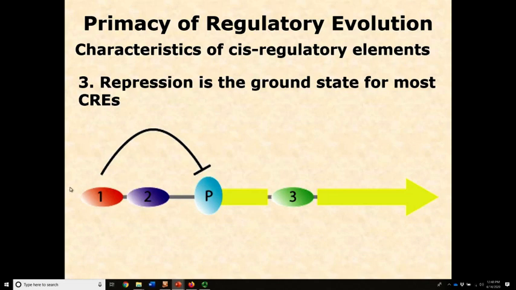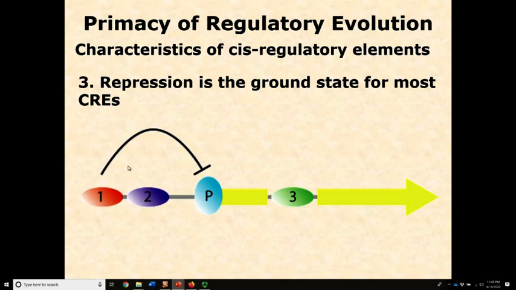Now, if a regulatory element is unbound, meaning there's no protein stuck to it, the ground plan state for that gene is to be turned off. So most genes are just kind of off. That's the default setting, if you will. And so we need things that will come in to turn them on, to activate them.